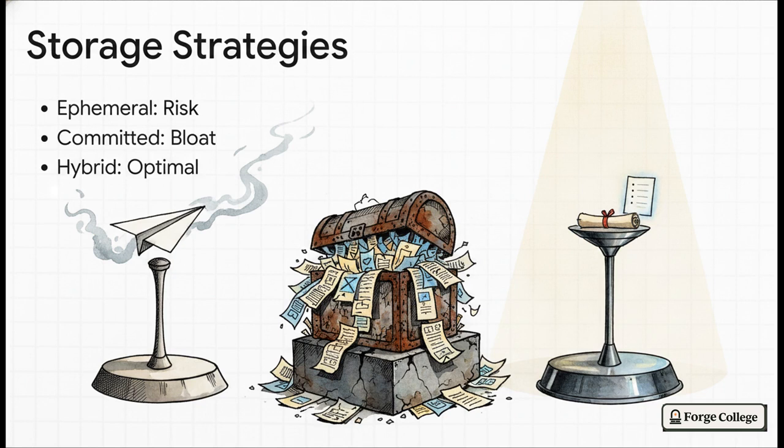Finally, we have the optimal sweet spot, the hybrid with manifest strategy. This is the big one. In fact, if you look at the advanced tracks over at Forge College, they highly recommend mastering this exact approach. You basically keep the source and a tiny lightweight manifest file in your version control, and you only generate the bulky stuff when you absolutely need it.